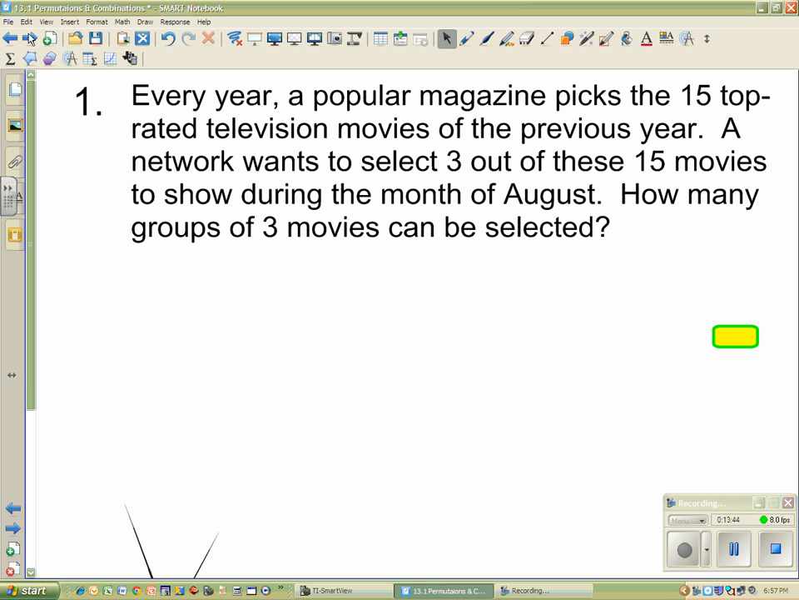I'm at 13 minutes, so I'm not going to be able to do all of them, but we'll get a start. Every year, Popular magazine picks 15 top-rated TV shows of the previous year. The network wants to select 3 out of these 15 movies to show during the month of August. How many groups of 3 movies can be selected? When I was reading this, they talked about a total of 15 and said they wanted to select 3. So in my mind, I know my total amount is going to be 15, and my r is going to be 3.